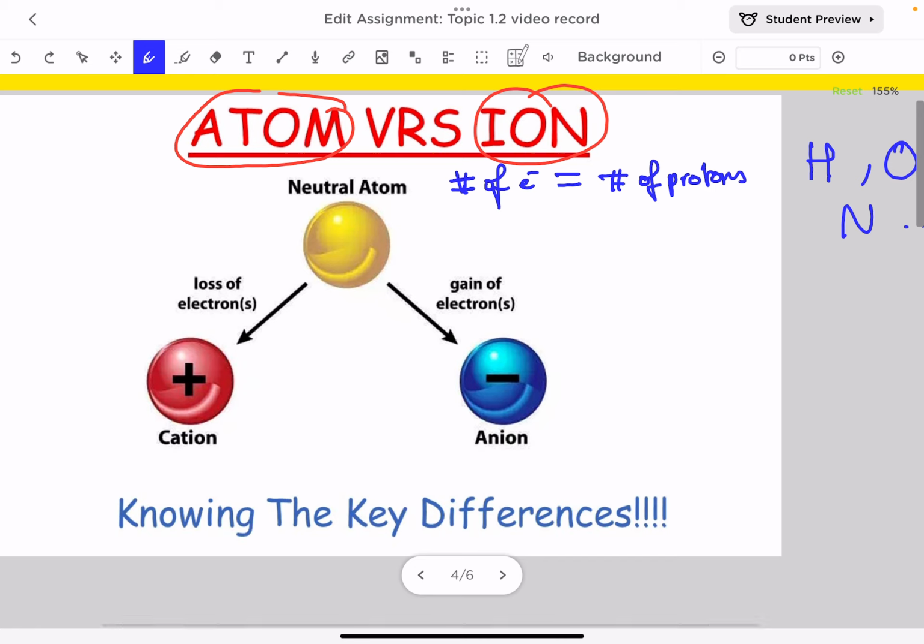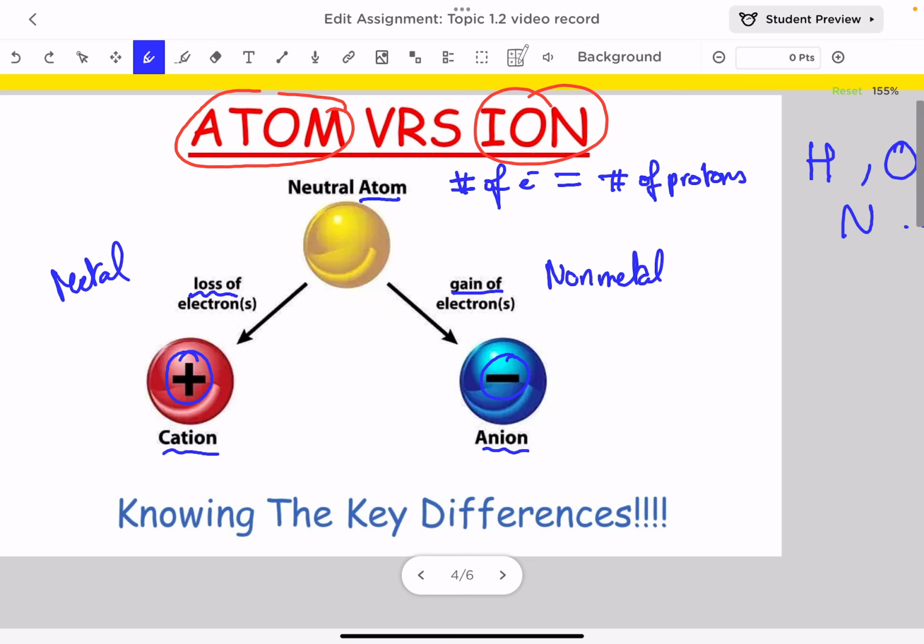Now, how can an atom become an ion? An atom has two options. The atom will either lose electrons if it was a metal, and it becomes a positive ion, and at this point you start calling it an ion, and specifically a cation. Or an atom, if it was a non-metal, will gain electrons, and in this case it is going to become a negative ion. And the name of a negative ion is anion.